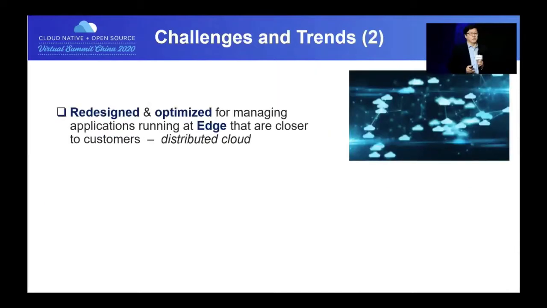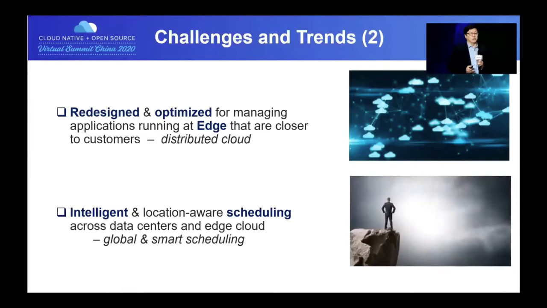With the emergence of new types of workloads, such as AI, 5G, and IoT apps, we see a trend that traditional cloud computing and edge computing are being converged into one distributed cloud. This trend requires that the current infrastructure technologies be redesigned or optimized to support applications running at resource-constrained edge nodes that are closer to the customer and the customer data.